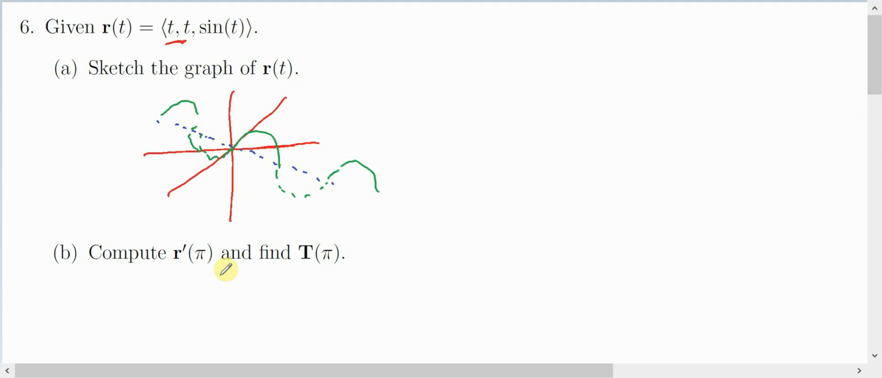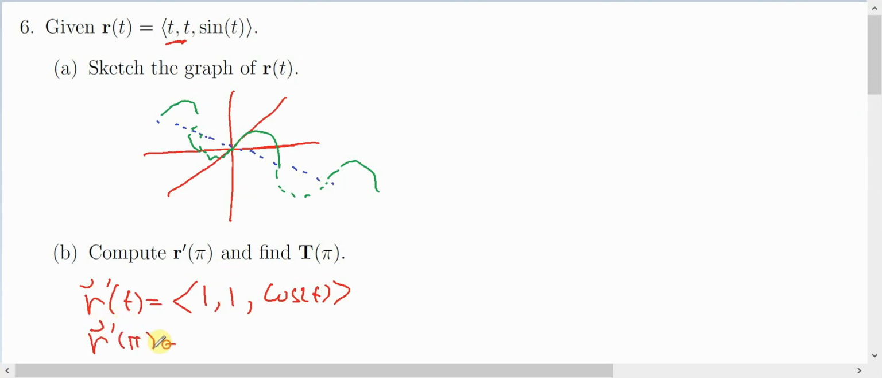Now we want to compute r prime of pi and T of pi, the unit tangent vector at pi. Well, r prime is simply taking the derivative of each component. That is 1, cosine t. And if I want to evaluate that at pi, I just plug it in. I get 1, cosine pi, and cosine of pi is -1. So this is 1, 1, -1.